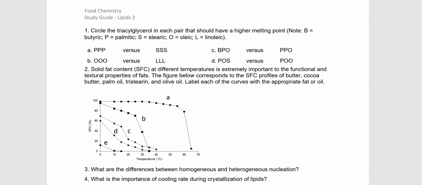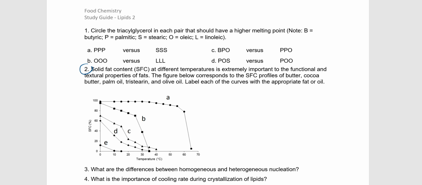Okay, let's start. I'm going to review the questions you asked regarding the study guide. The first one is question 2. We have a graph here. It's the solid fat content of some lipids, and we need to label each of the curves. So we need to make a prediction using our knowledge about solid fat content and melting behavior of the lipids.